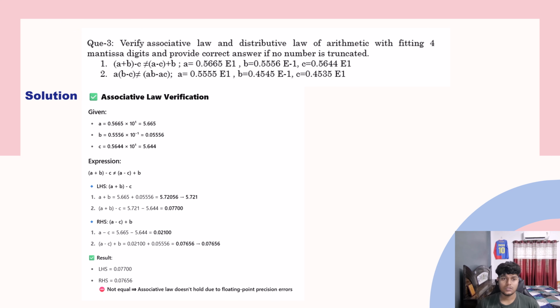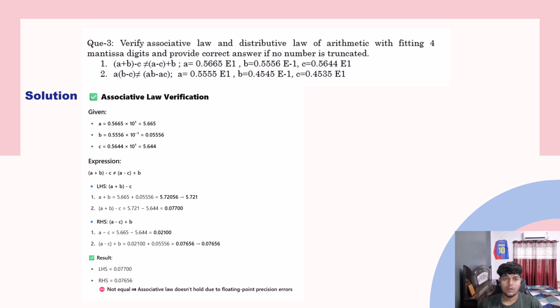Coming to our next question, question number 3, where we will verify the associative and distributive laws of arithmetic using four-digit mantissa and provide the correct answer if no truncation error occurs. We are dealing with floating point numbers, so finite precision can lead to discrepancies. The question provides two expressions to evaluate, one for the associative law and one for the distributive law. Let's compute carefully considering the four-digit mantissa constraint.